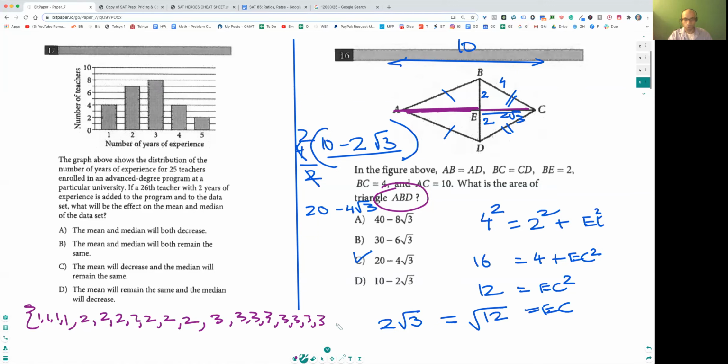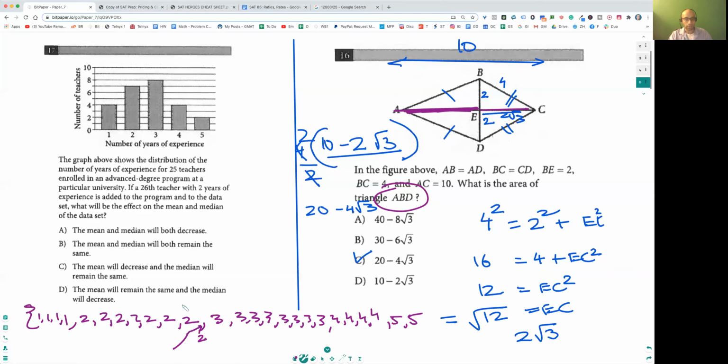This is 4, so you're gonna write down 1, 2, 3, 4, right? And then the last one over here is going to be 5 and 5, right? And so now if the 26th teacher with 2 years of experience is added to the program, what will be the effect on the mean, right? So if a 2-year teacher is added over here, what happens to the mean?